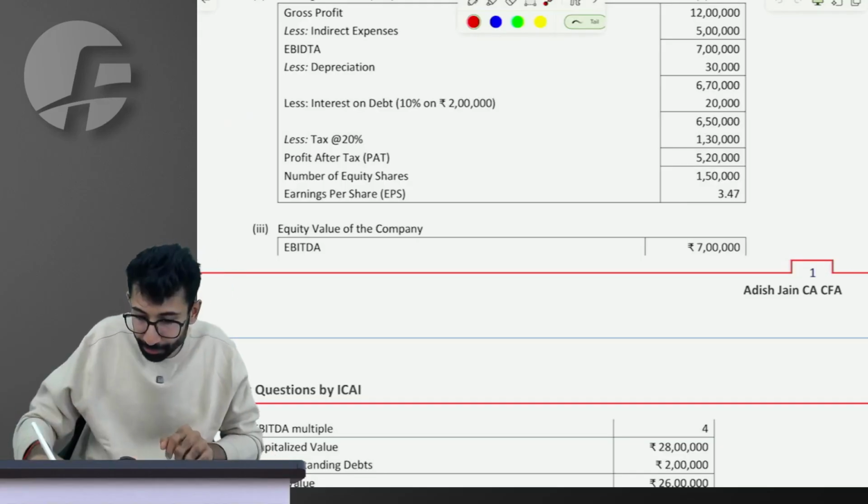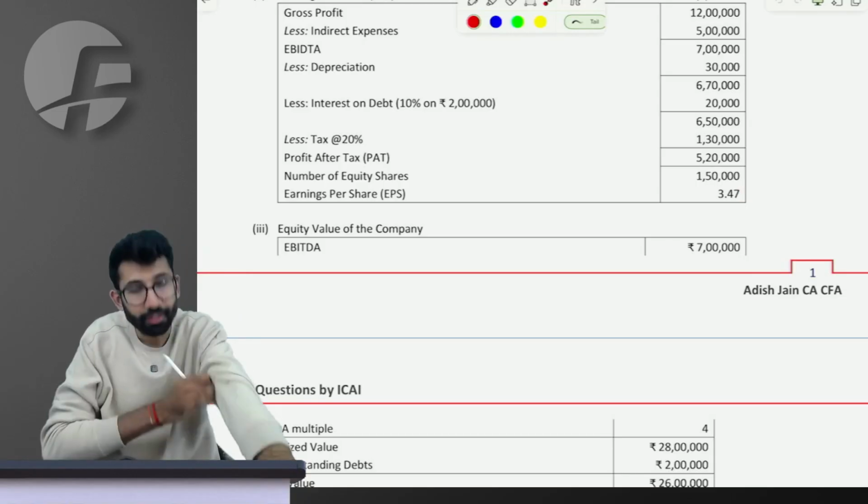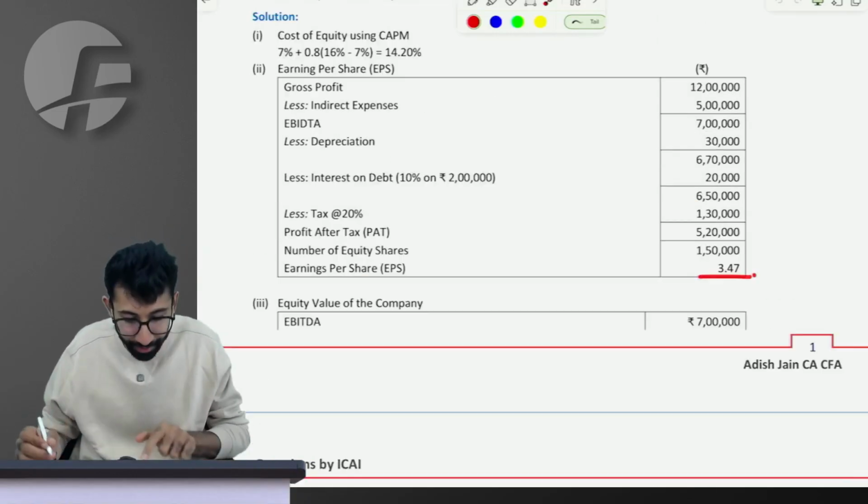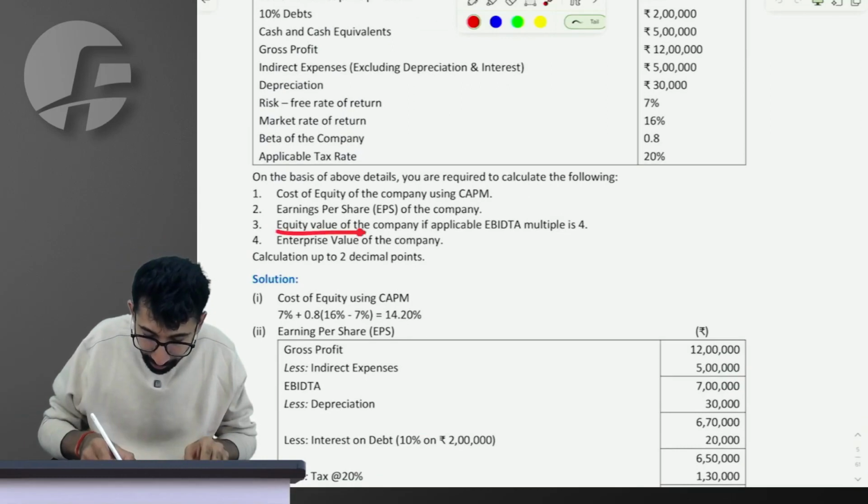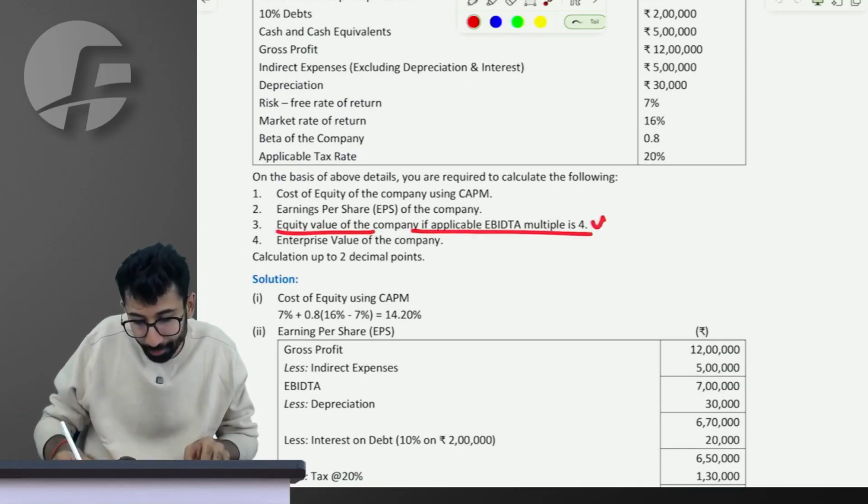That gives me 3.4666 rupees of earnings per share. Fine, sorted. C part of the question, value of equity if the applicable EBITDA multiple is 4.